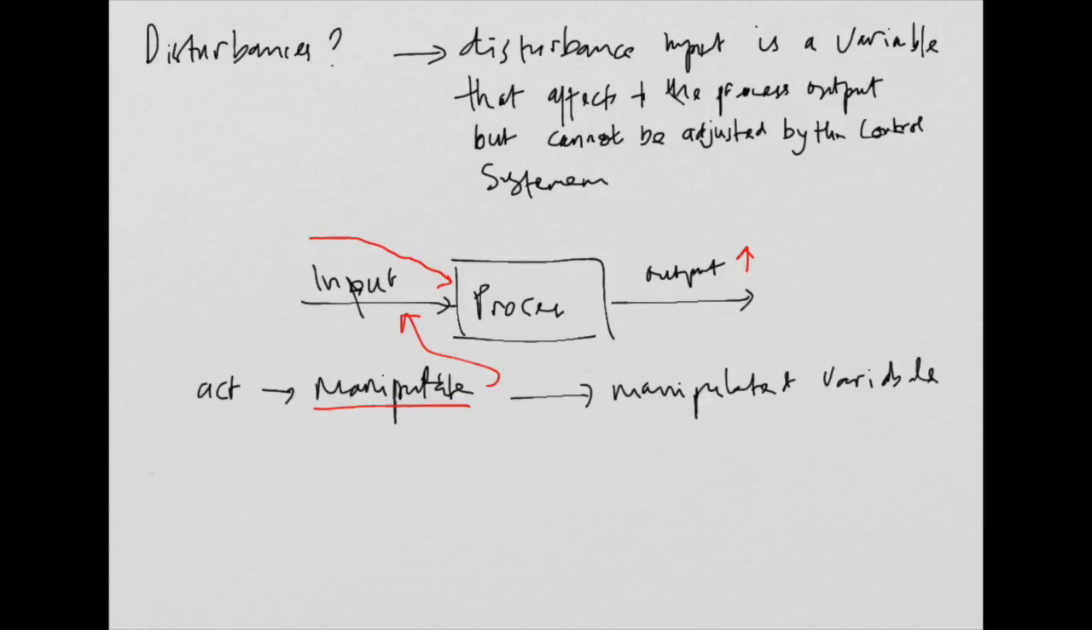So we have the input variable to the process, and we have another input variable to the process that we call the manipulated variable. The manipulated variable will be adjusted by the control system as a response of the control system to the disturbance. This is the disturbance.